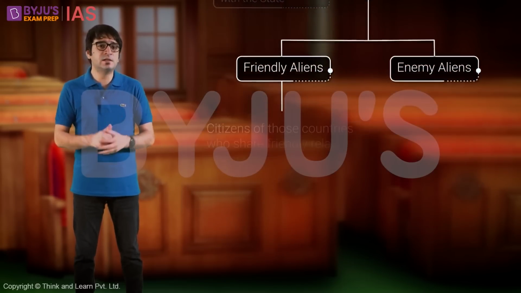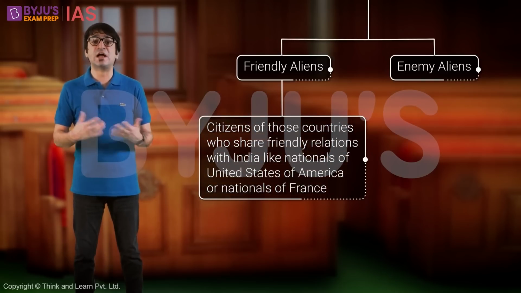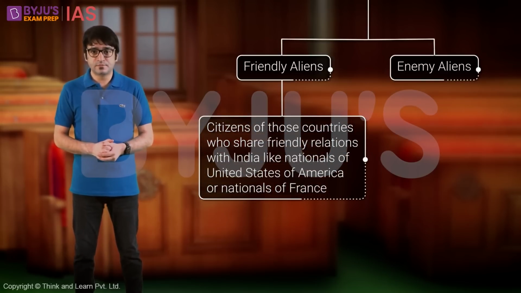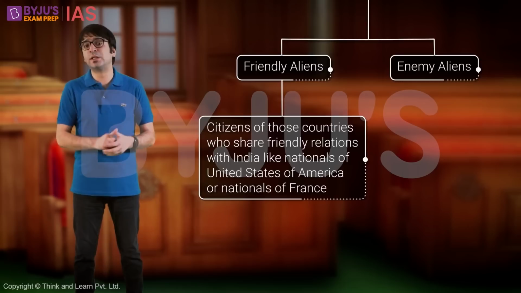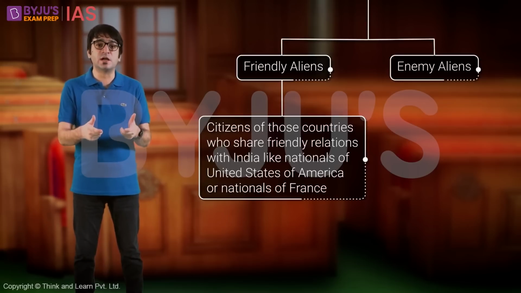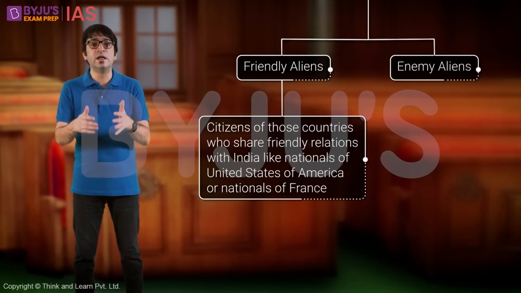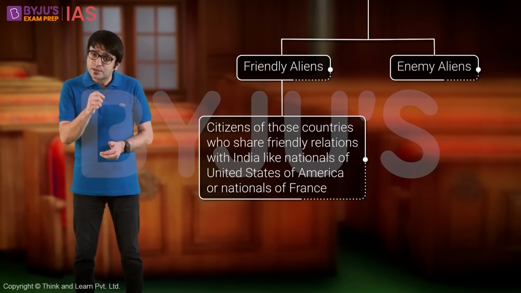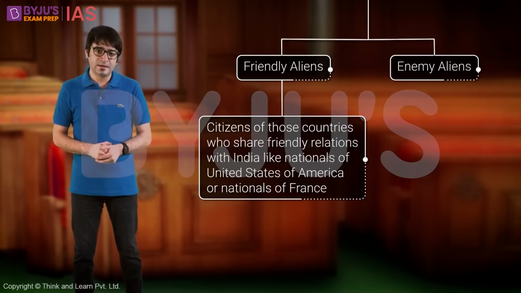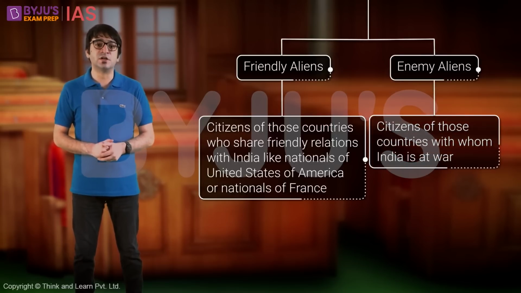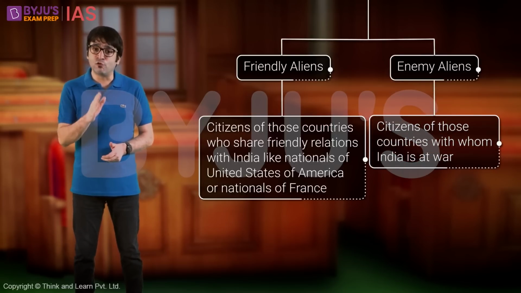Who are these friendly aliens? Citizens or nationals of the United States, Britain, France, basically citizens of those countries which share good relations with India. The citizens of those countries in India, we call them friendly aliens. And who are these enemy aliens? Citizens of those countries with which India is at war.